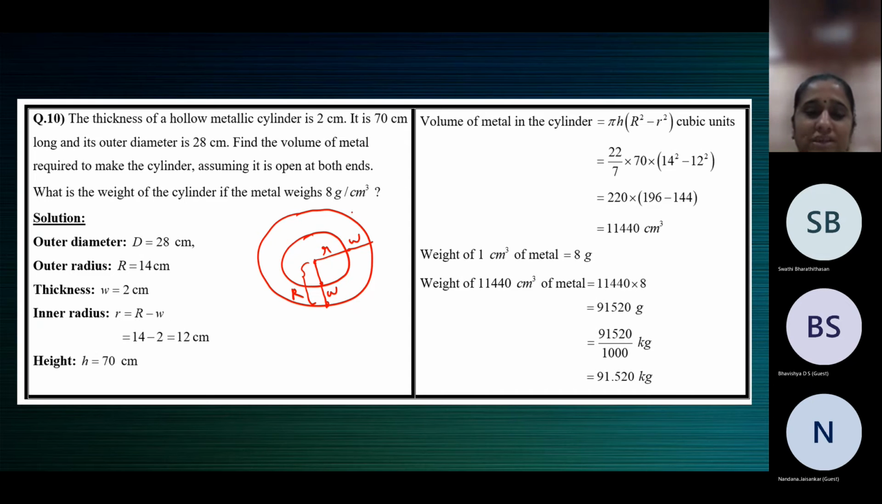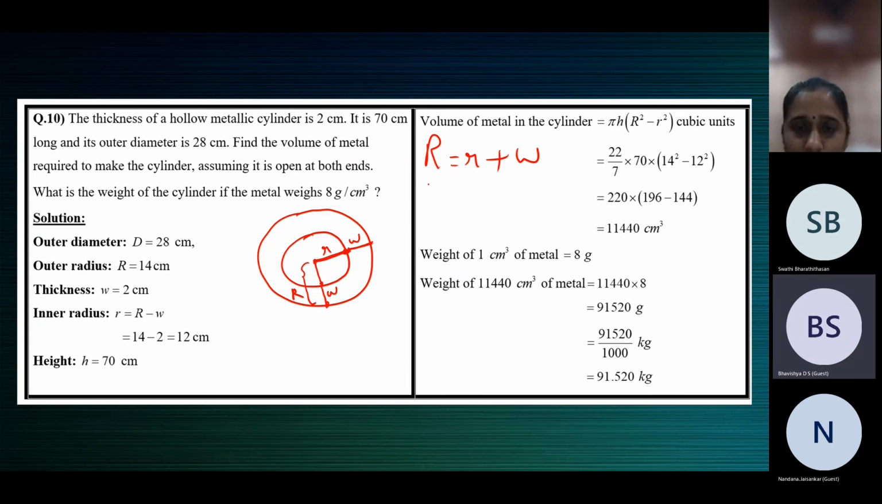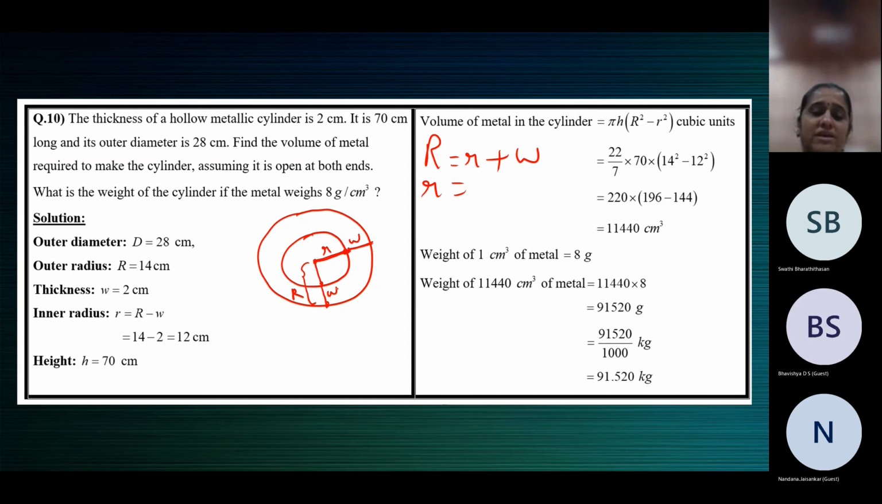All right, children. Now, please tell me, capital R is equal to, see, from here to here is small r plus the thickness. Is this understood? Yes, ma'am. Now, see here. Small r is from capital R. From here to here, it's the capital R.